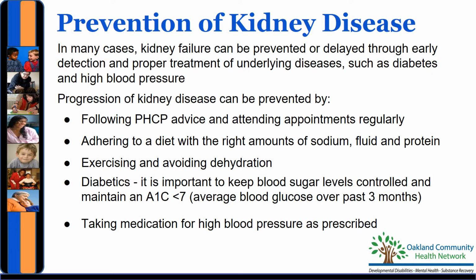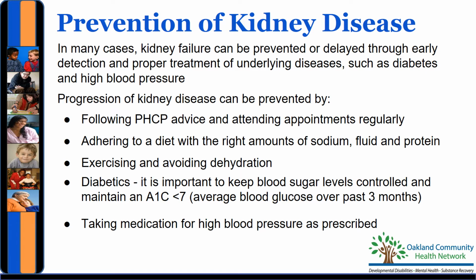In many cases, kidney failure can be prevented or delayed through early detection and proper treatment of underlying diseases such as diabetes and high blood pressure. Progression of kidney disease can be prevented by following a primary health care physician's advice and by attending appointments regularly, adhering to a diet with the right amounts of sodium, fluid, and protein, exercising and avoiding dehydration.